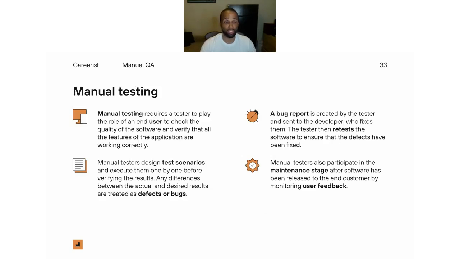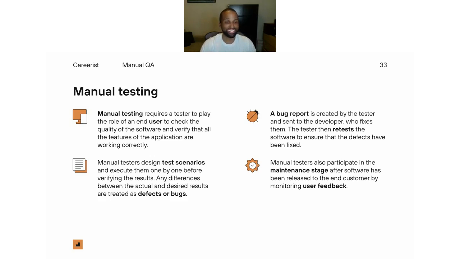Now let's talk about manual testing. This is what we're gonna do on a daily basis. Manual testing requires a tester, which is us, to play the role of an end user, which is a customer, to check the quality of the software and verify that all the features of the application are working correctly. So as software testers, we're testing from a customer's perspective. So we're actually clicking on a website. We're saying, okay, if I go to Nike.com and try to place an order, can I add this item to my cart? Okay, can I actually pay for this item? Once I pay for it, do I get a confirmation email? We're doing all our testing from an end user or customer perspective.